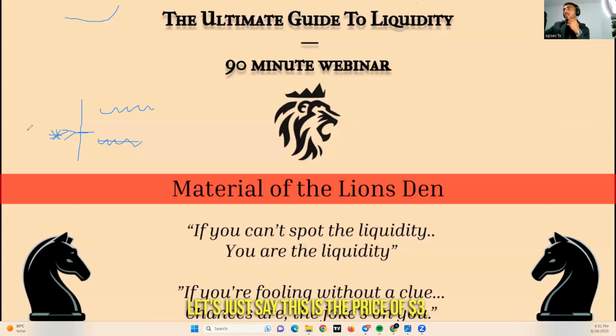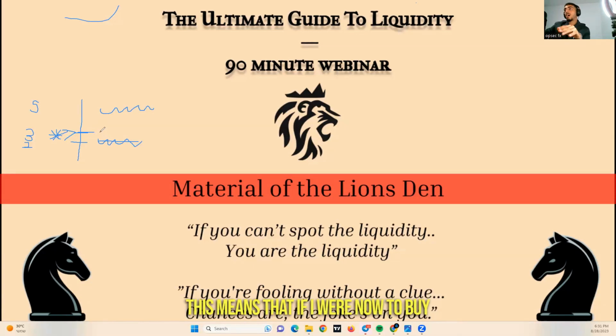Let's just say this is the price of $3. This is $5, and here is $2. So price is currently at 3. The nearest buyer is at 2, and the nearest seller is at 5. So the nearest long is at 2, and the nearest short on the books is at 5.